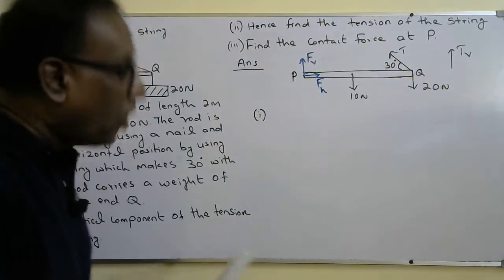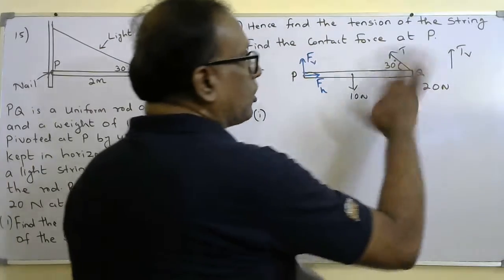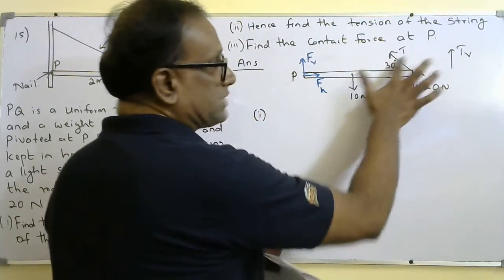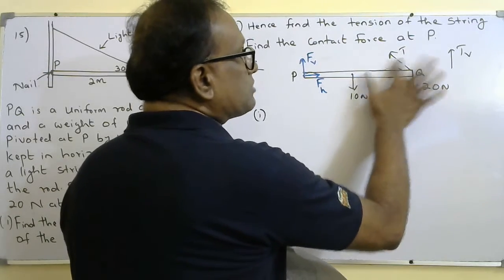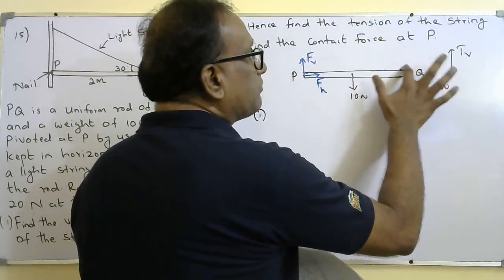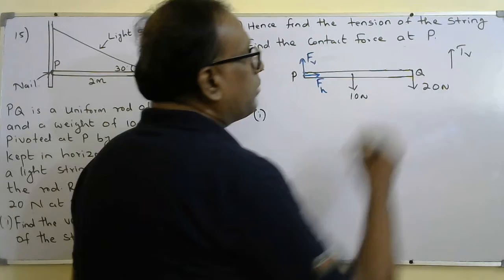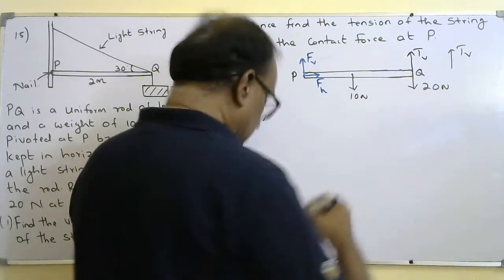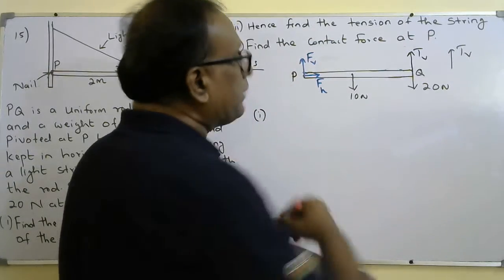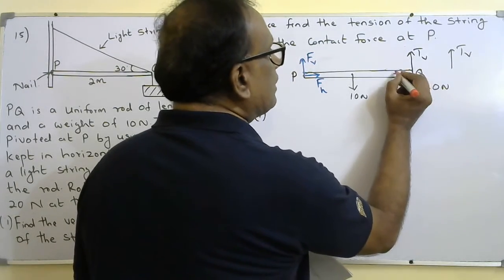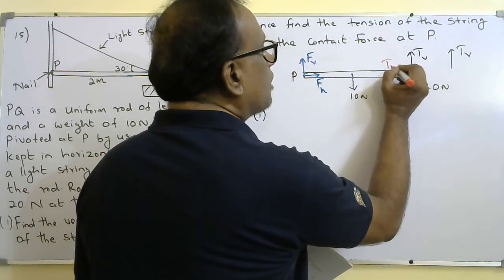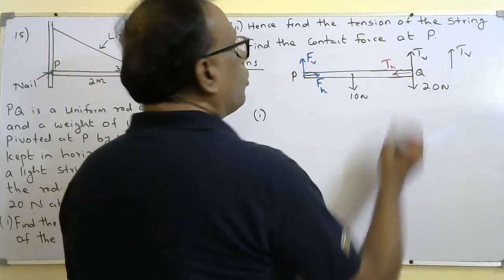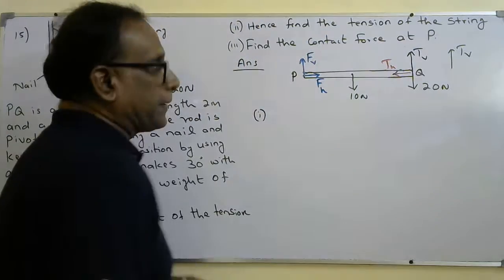This tension also I'm going to resolve horizontally and vertically. This is the actual force acting this way. So I'm going to resolve these forces horizontally and vertically. So the vertical component I'll call it TV, and the horizontal component I will make it TH, which is horizontal component of the tension. Okay, actually the tension is acting this way.